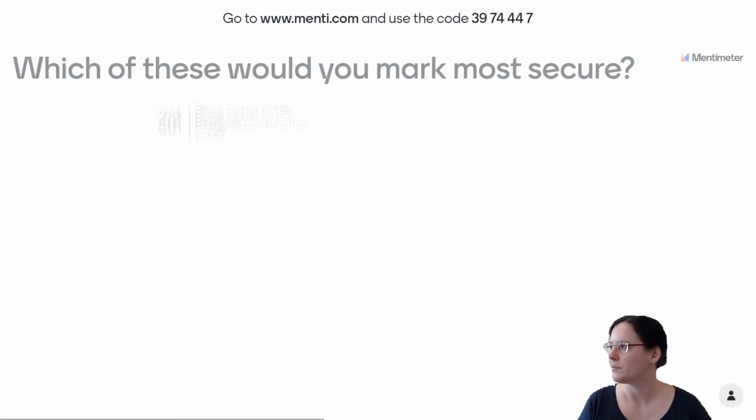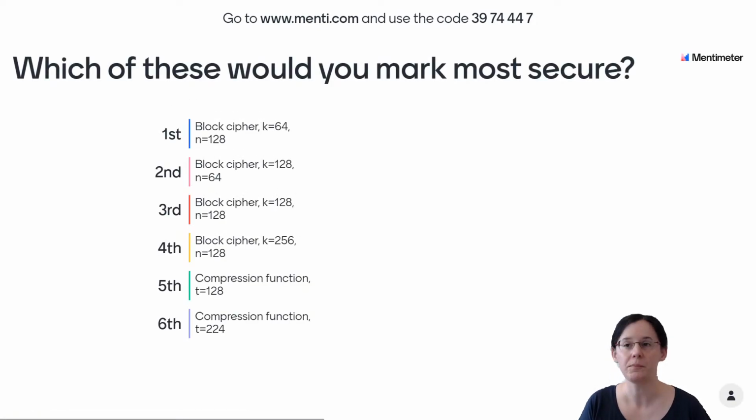So this is a ranking question. What you're asked to do is rank these in order of their security. The first one should be the most secure, and the last one should be the least secure. You can enter your guesses, and this will display a sort of aggregate view of all the guesses. You will be asked to first select the strongest cipher, then the next strongest, and so on. So let's see what you come up with.